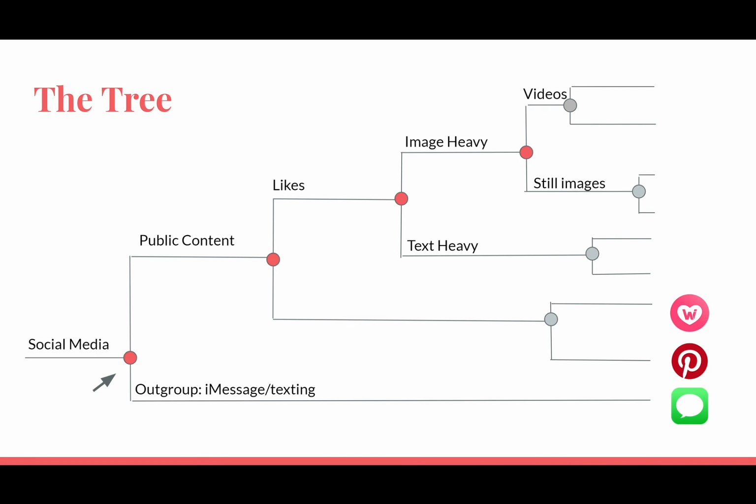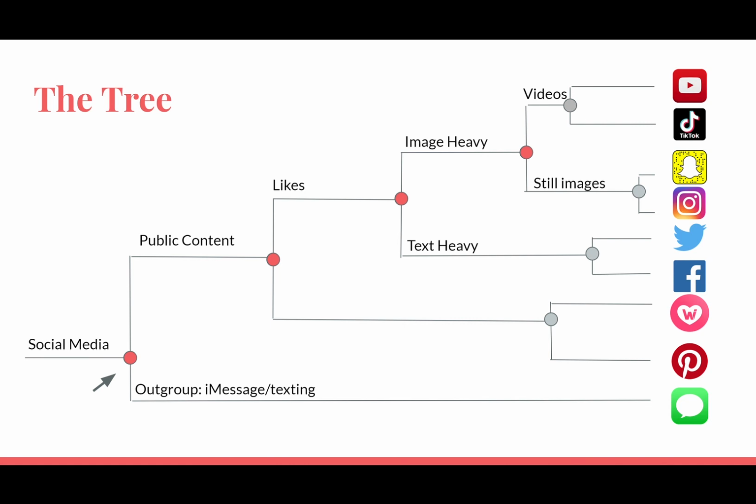Cladogenesis is speciation by evolutionary divergence. Here, likes diverges into both image and text-heavy platforms. On the text-heavy side, we have Twitter and Facebook. On the image-heavy side, we have a second cladogenic split into still image-dominated and video-dominated. Erring on the side of still-dominated, we have Snapchat and Instagram. On the side of video-dominated, there's YouTube and TikTok.